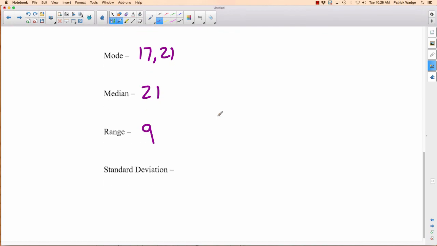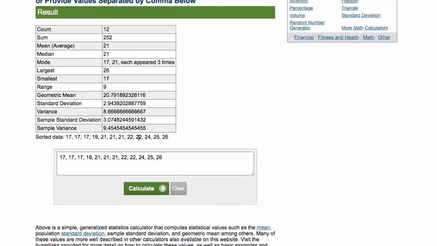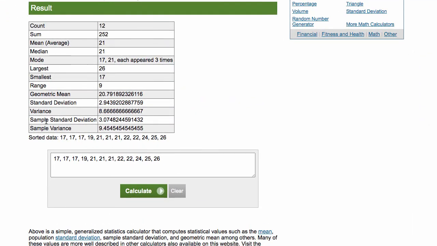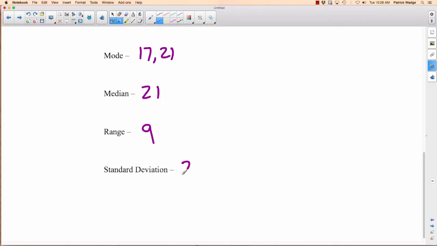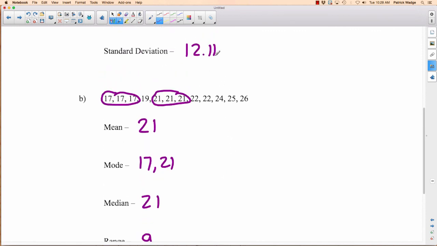And the only other thing we need is standard deviation. And remember, don't take sample standard deviation. It's literally just the standard deviation. And we'll do 2 decimal points again. So we got 2.94. And 2.94 is a lot less than 12.11.